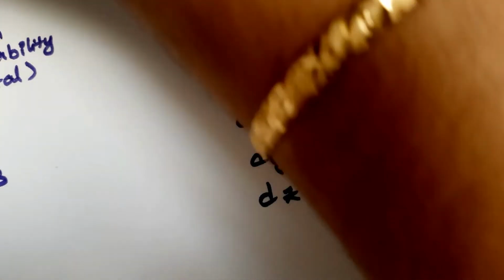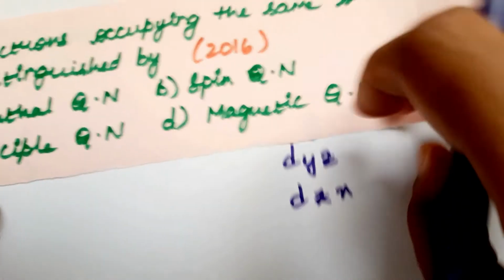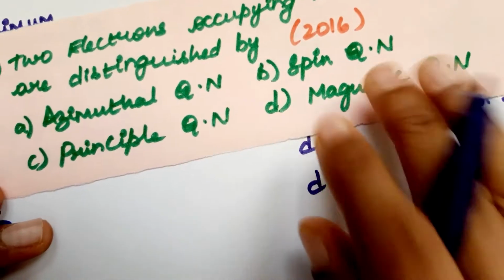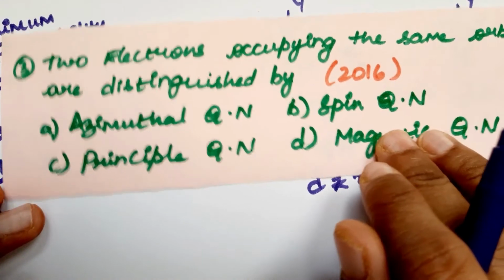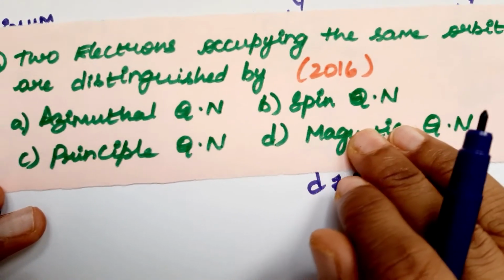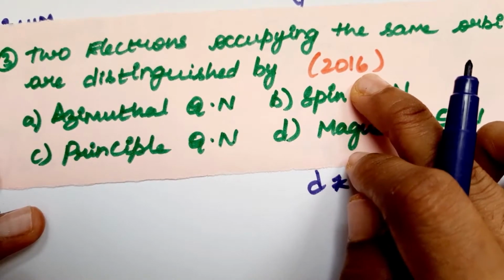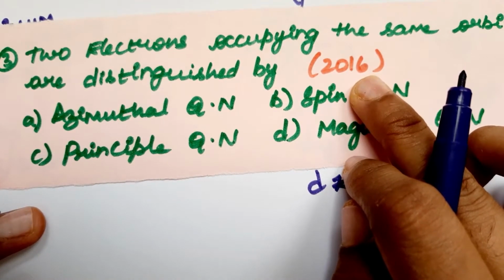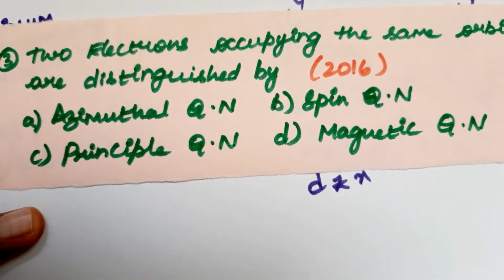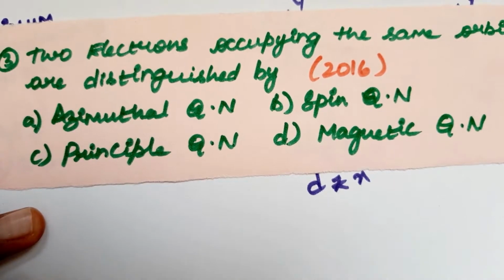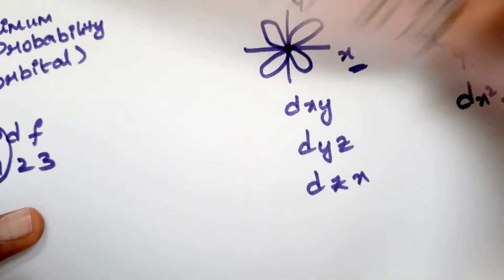If you see the third question: two electrons occupying the same orbital are distinguished by which quantum number? It is a 2016 previous year question, students. Here, a small trick I already told you in the previous session. See.